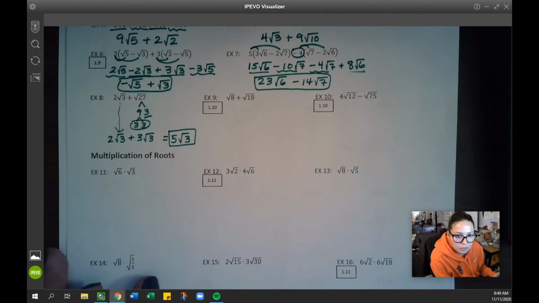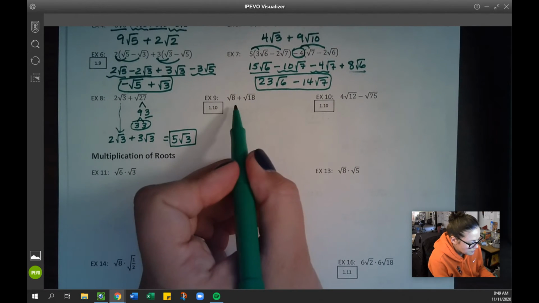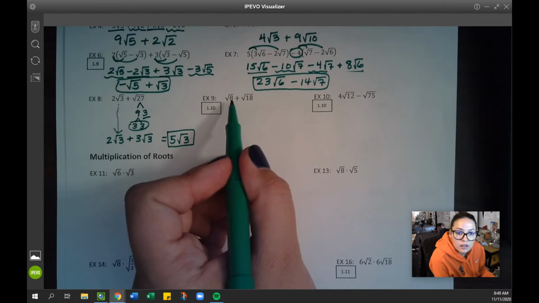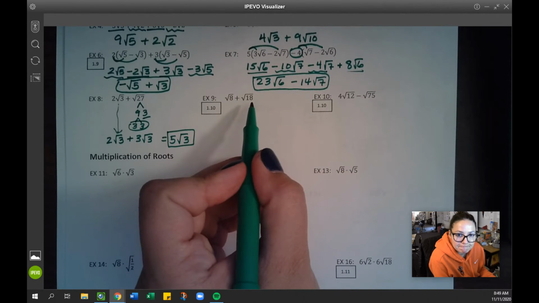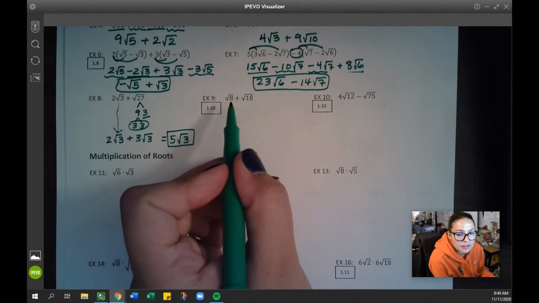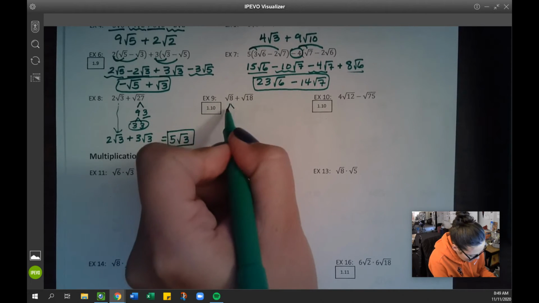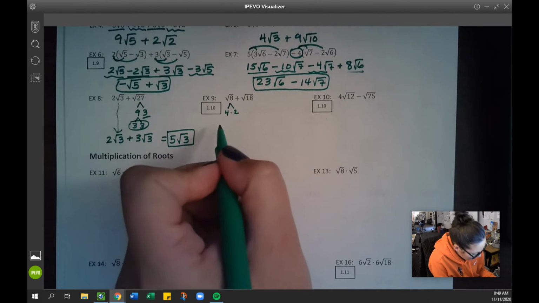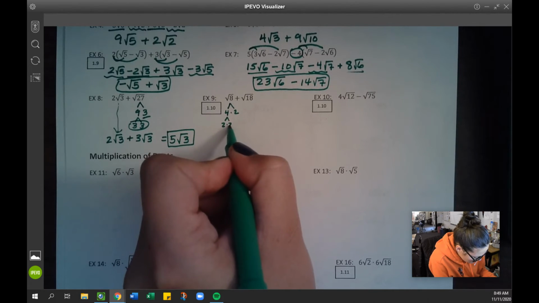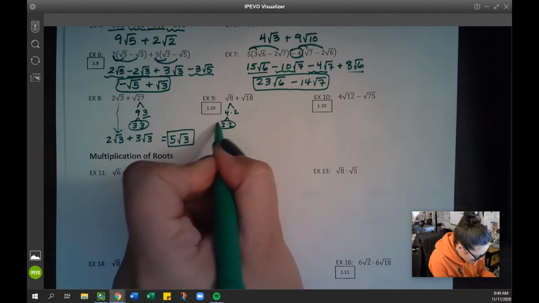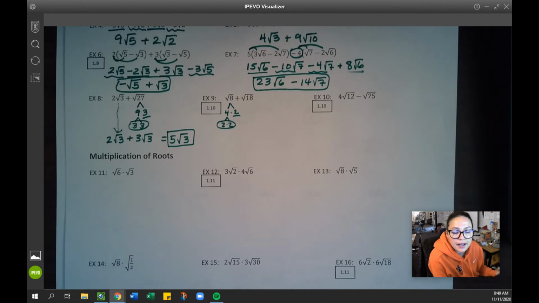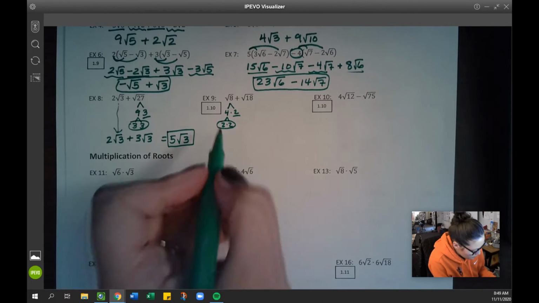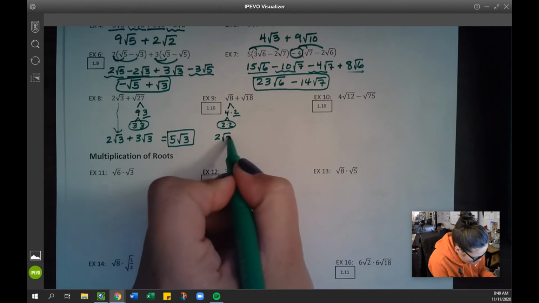All right, example 9. Square root of 8 plus square root of 18. Same idea, but we got to check. Can I break apart 8? Yes, I can. 8 is 4 times 2, and 4 is 2 times 2. So I have a pair of 2s and a loner 2, which gives me 2 square roots of 2.